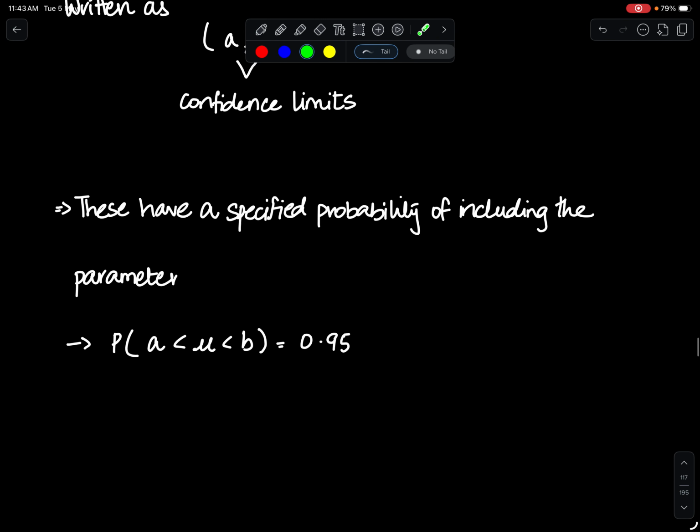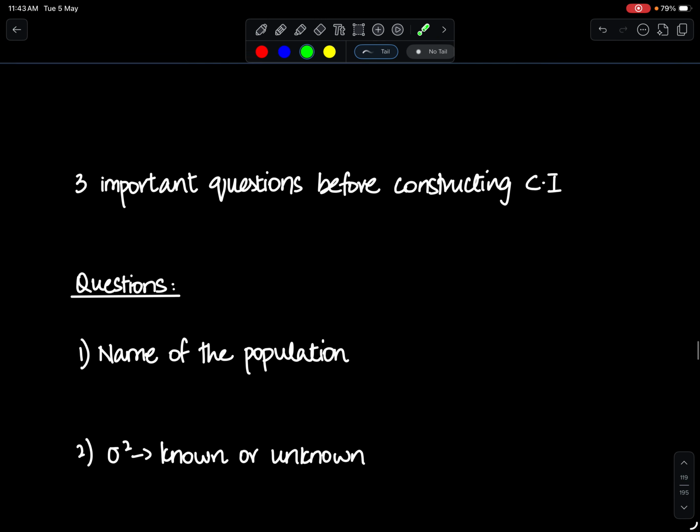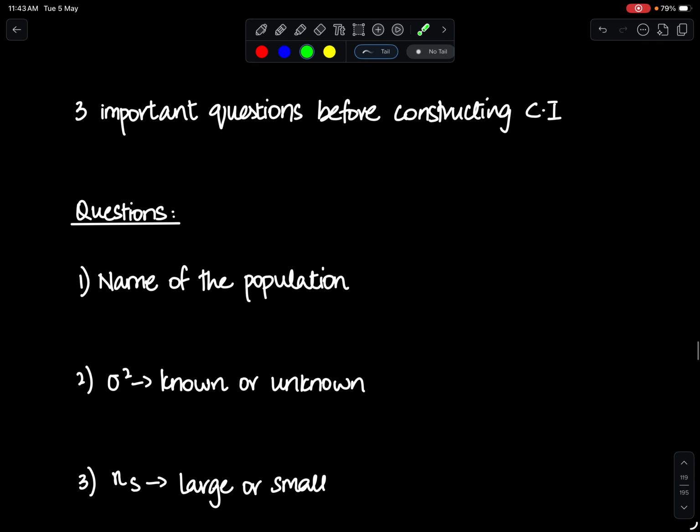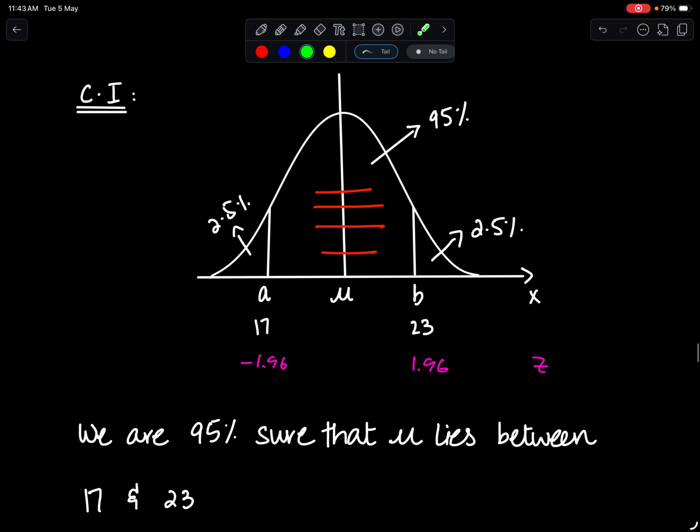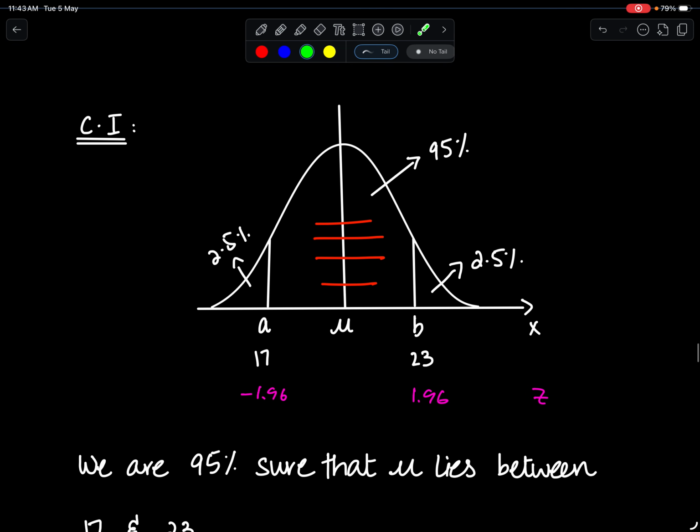Confidence interval. Before constructing a CI, you must know the name of the population distribution, whether sigma square is known or unknown, and the sample size, whether it is large or small.